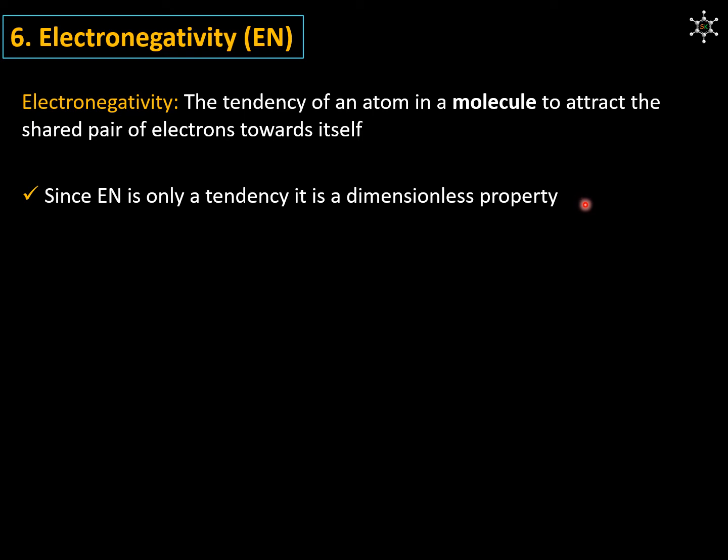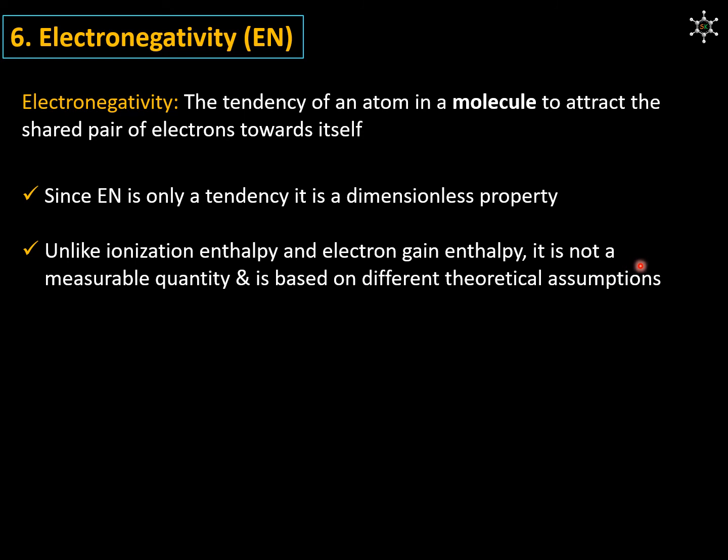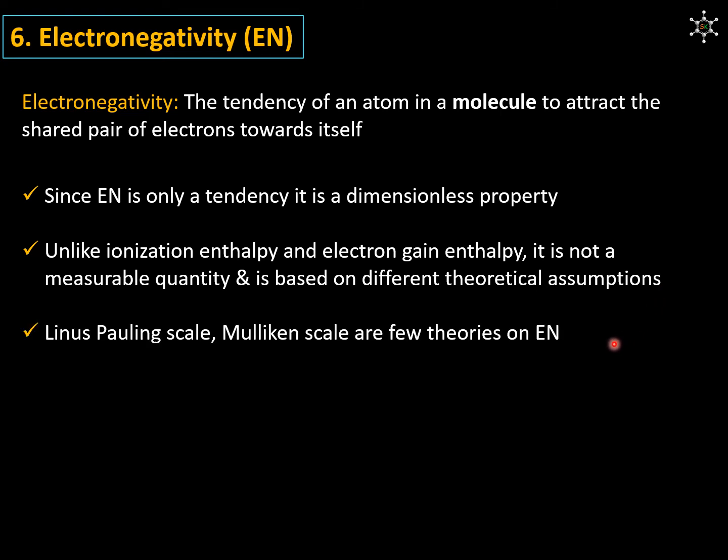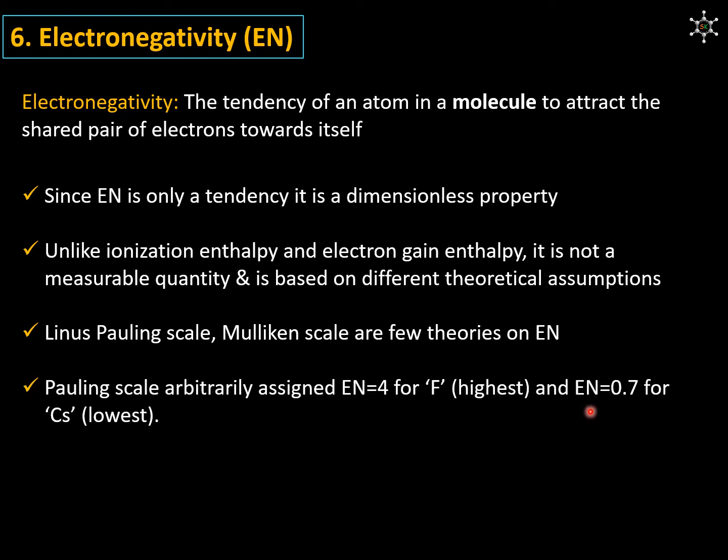Since electronegativity is only a tendency, it is a dimensionless property. Unlike ionization enthalpy and electron gain enthalpy, it is not a measurable quantity and is based on different theoretical assumptions. I hope you are able to recall that ionization enthalpy and electron gain enthalpy are energies. Linus Pauling scale and Mulliken scale are a few theories on electronegativity. The Pauling scale arbitrarily assigned electronegativity 4 for fluorine, that is highest, and electronegativity equal to 0.7 for cesium, that is lowest.